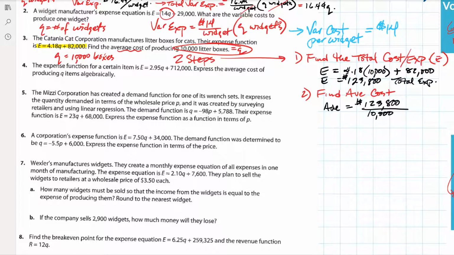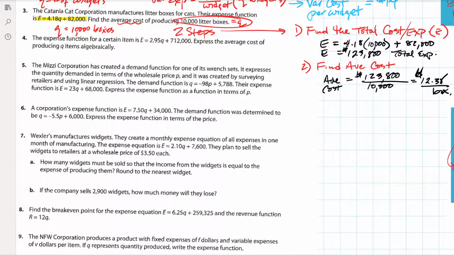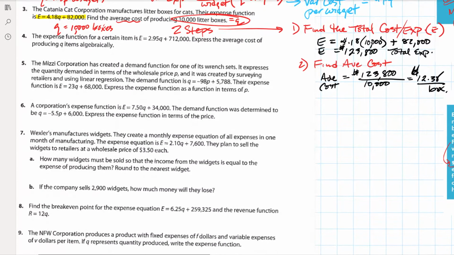You just shift the decimal 4 places back to the left, and it looks like $12.38 per box. Per litter box, that's the average cost. All right, very simple two-step process. Find the total, divide it by the number you have, and there you go. You get your average cost. And that's how it's done.